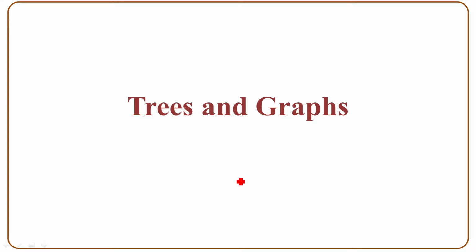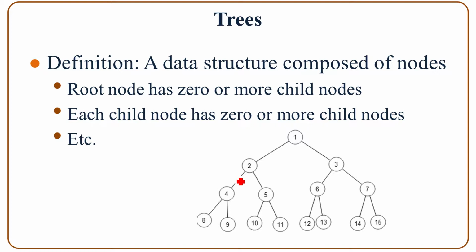In this video, I'm going to talk about trees and graphs, the two important data structures. So, what is a tree? A tree is a data structure composed of nodes. The root node has 0 or more child nodes, and each child node has 0 or more child nodes, and so on.